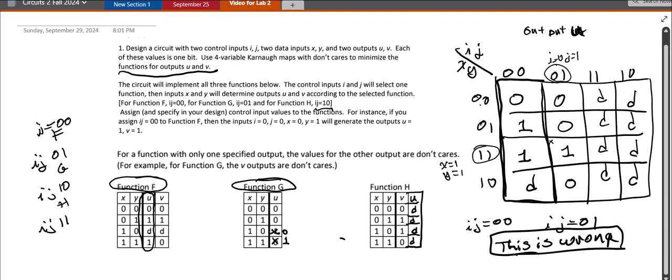Okay, so now if I wanted to minimize this, I want to find the biggest groups of 1s and I want to cover them with as few circles as possible. And don't cares can be 1s if I need them to be or they can be 0s if I need them to be. But I only have to cover the 1s. So I like to look for big groups.